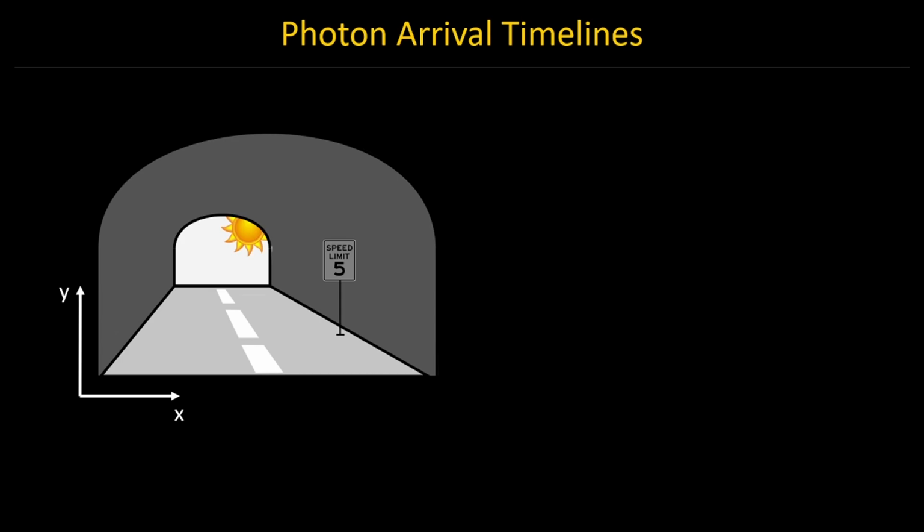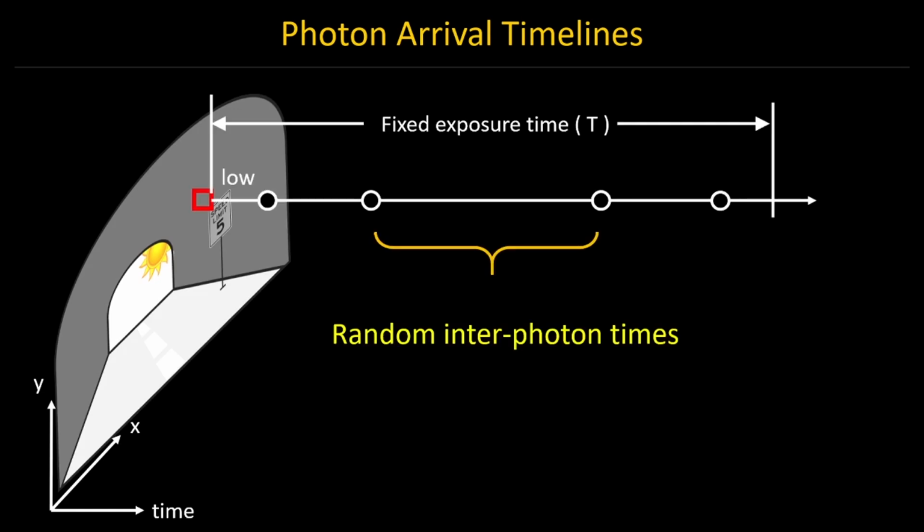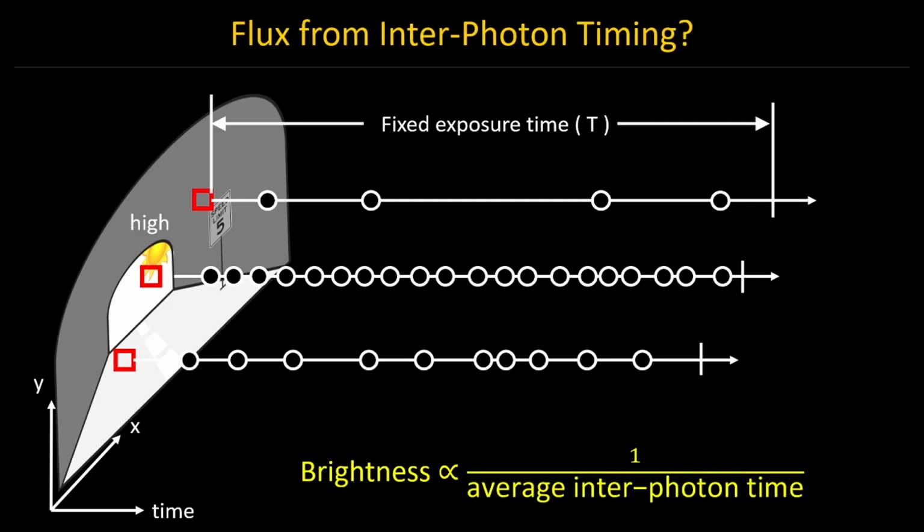Instead of measuring only the total number of photons, what if we exploit the time dimension of photon arrivals at each pixel? For a dark scene point, there will be very few photons, so the average interphoton time will be large. As the pixel brightness increases, the average interphoton time becomes smaller. So the key idea is that pixel brightness is inversely proportional to the average interphoton time. Note that this scheme has no saturation limit.